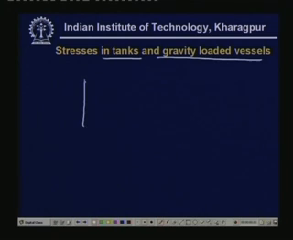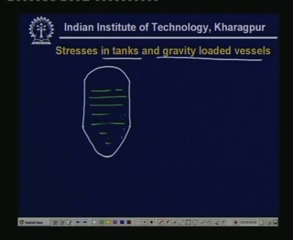So, suppose this is one such tank, and here it contains liquid. This is the water level, and there is a support, there is a ring over here, and this ring is supported. This kind of tank you have seen very often. Now, these are the supports. What will be the stress distribution for that?